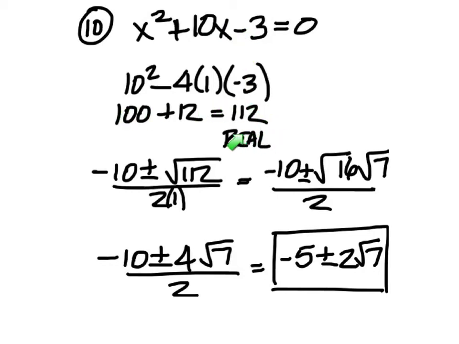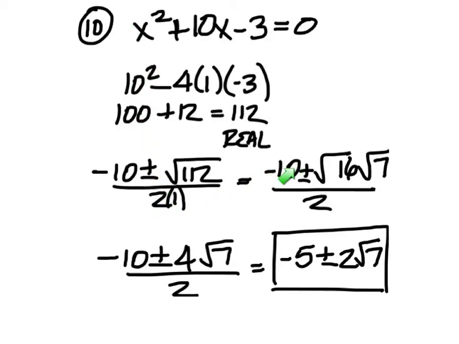Be wary of multiples of 4. Anytime you have a multiple of 4 for the discriminant, you know it's going to be able to simplify. 4 goes into 100, so it's got to go into 112. In the formula, here's your negative b. That'll be a negative 10 plus or minus the square root of 112 over 2 times 1 from the a.